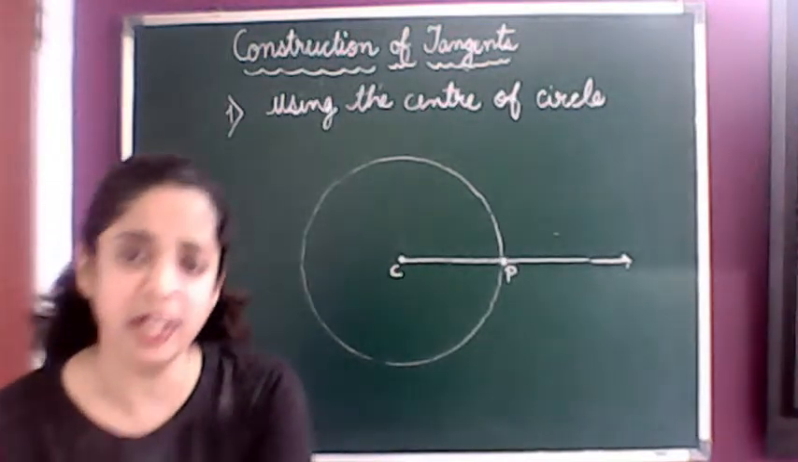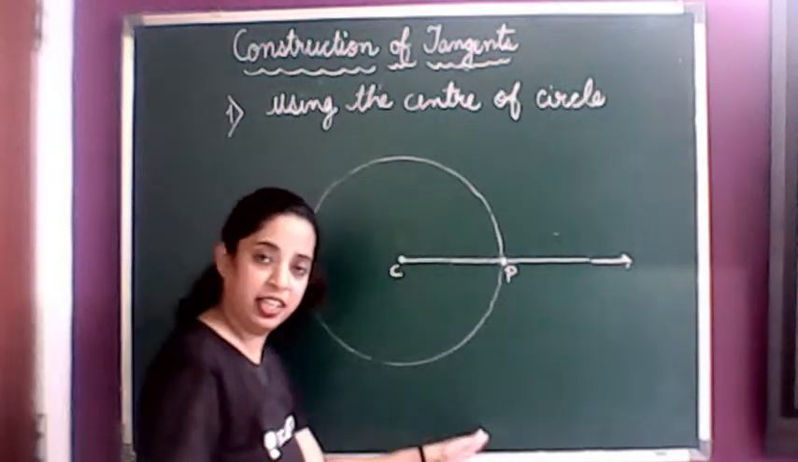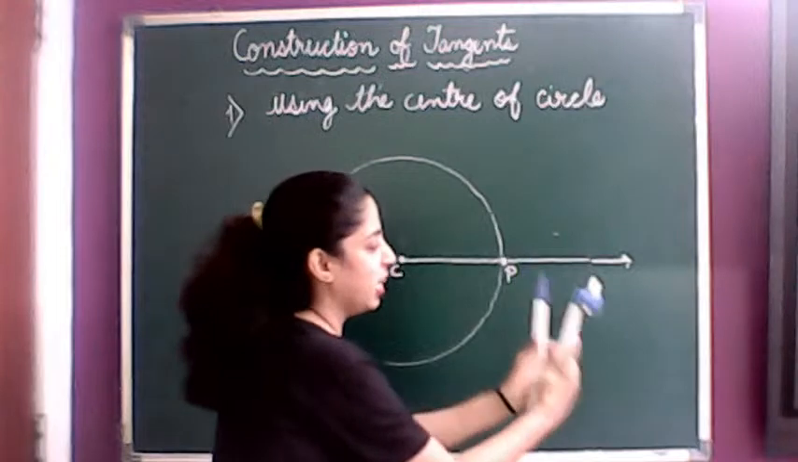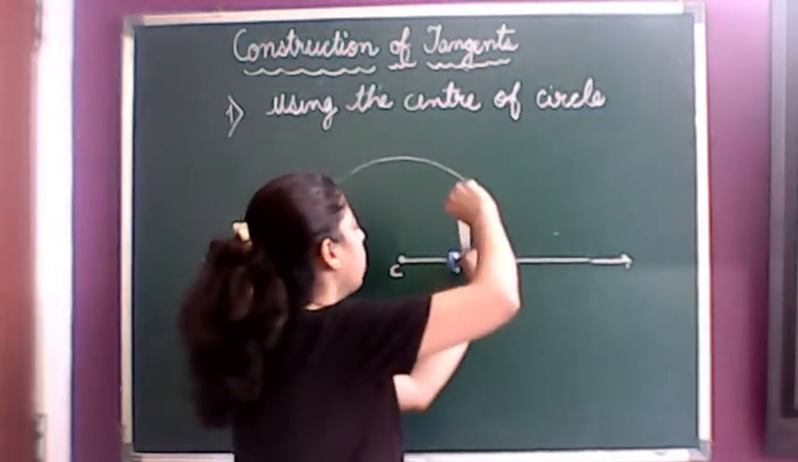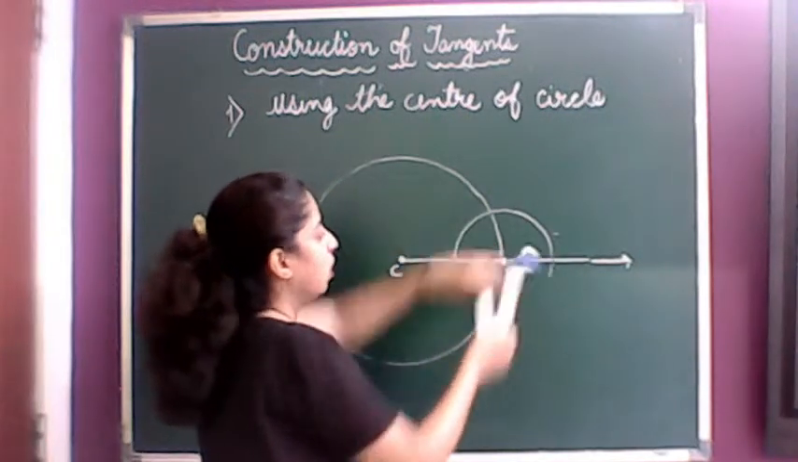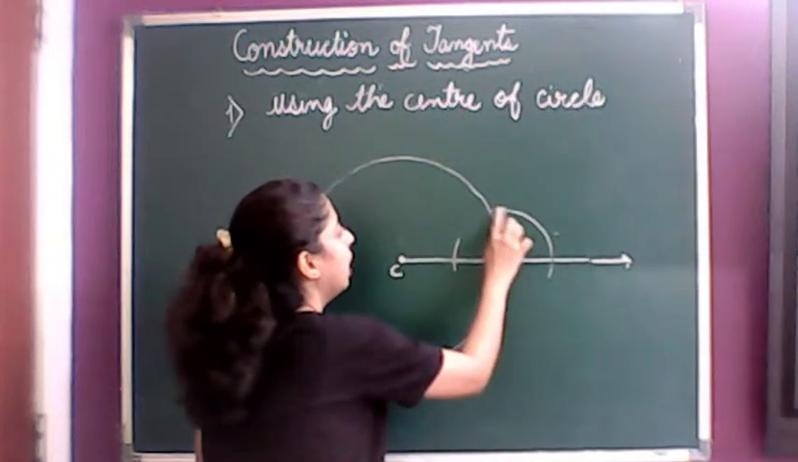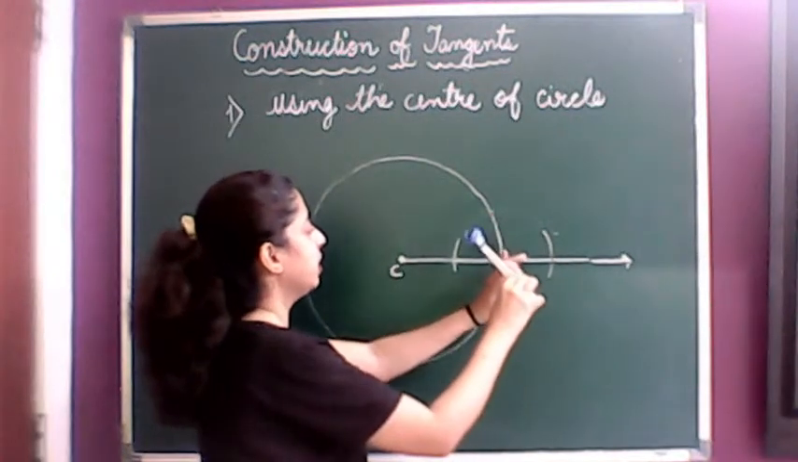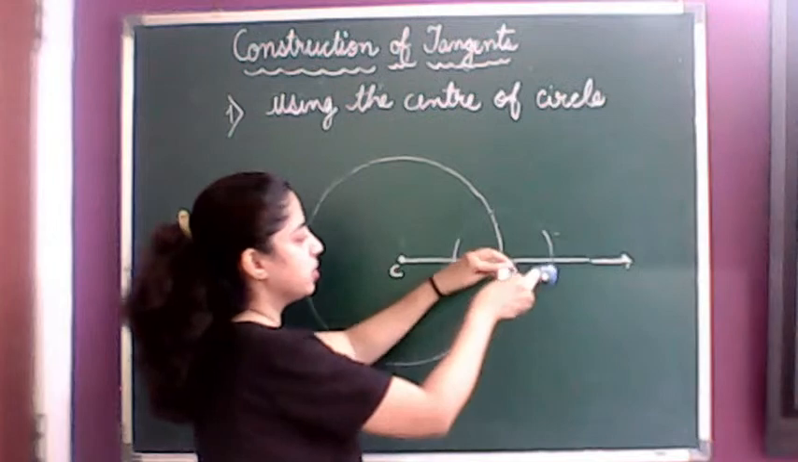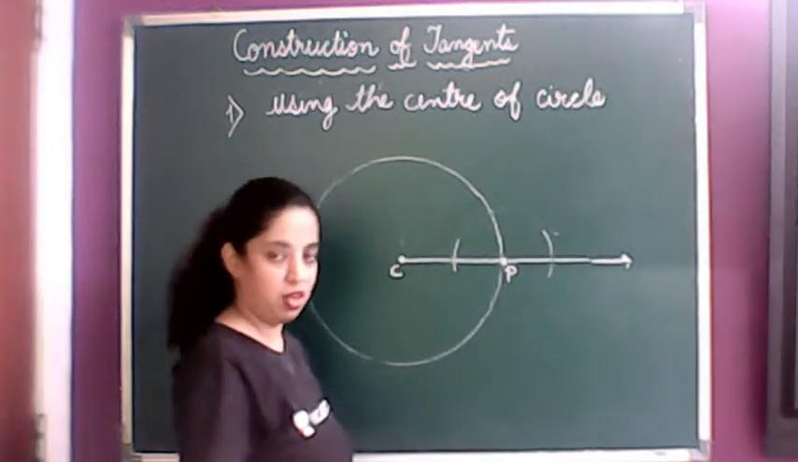Now what do I need to do? I need to make a 90 degree angle here. So take your compass, take a small measurement, keeping the pointer at P. Either draw the full arc like this, or simply cut this ray at two different points. Just like this, cut at two different points. I always make a full arc.